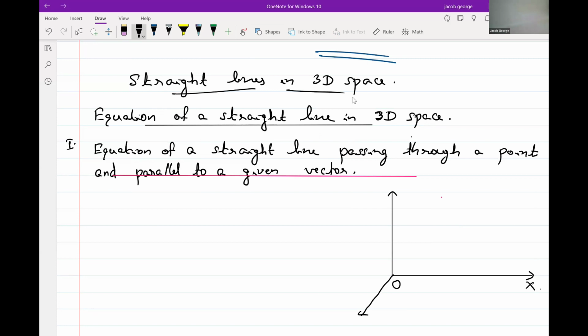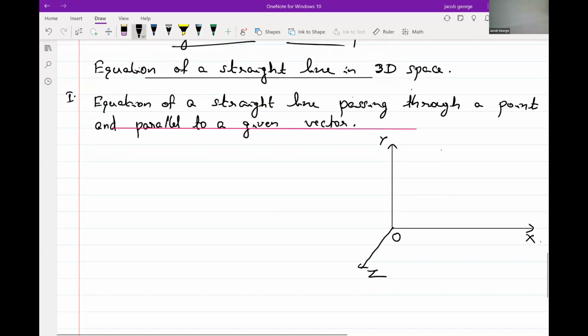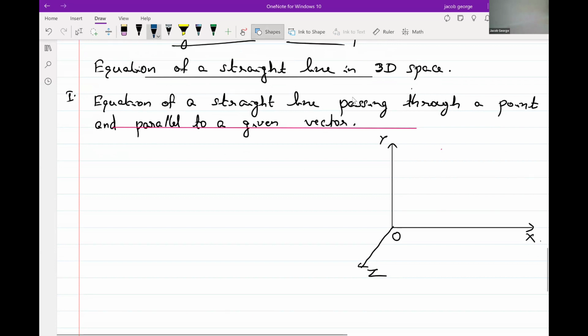Origin O. Okay, so this is a straight line. A point on the straight line is given. Let's take that point as capital A. Capital A is a point on the straight line.